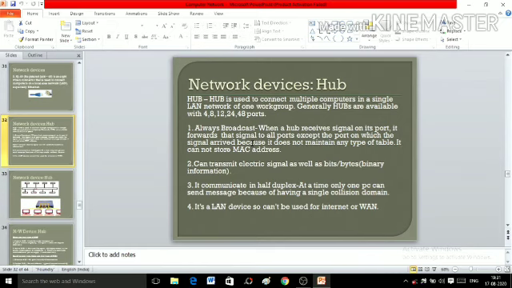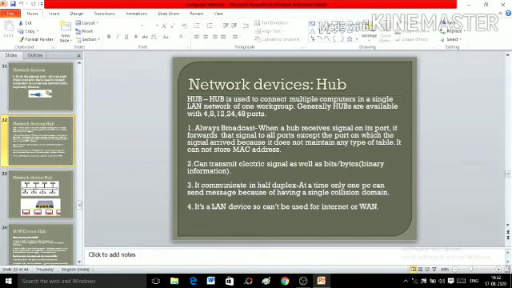Why does hub always broadcast? Because it does not maintain any type of table. It can't store MAC addresses, so it does not know what is the MAC address of the sender and what is the MAC address of the receiver. So that's why it always broadcasts the message received from the sender. Next feature is you can use hub to transmit electrical signals, as well as binary information. Third is it communicates in half duplex mode.